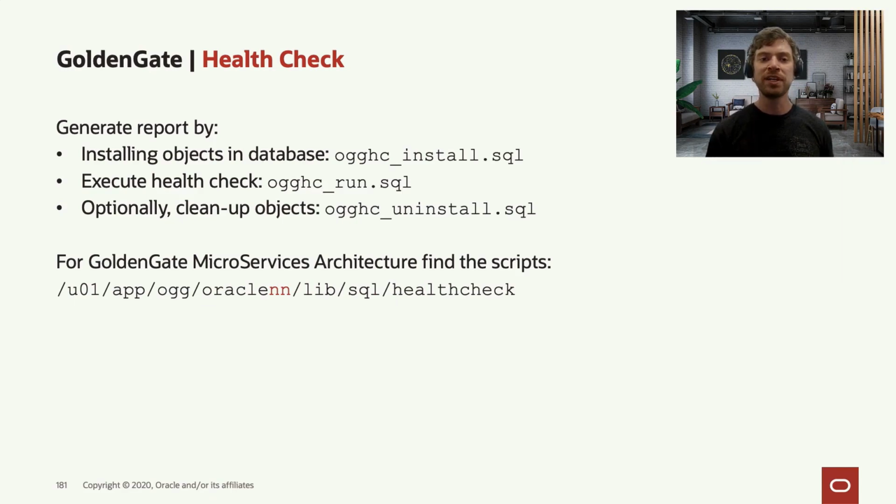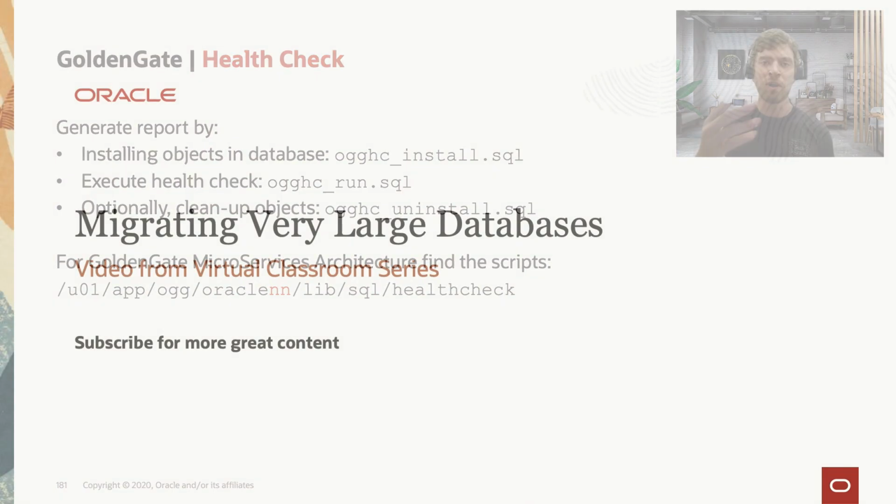To get those three scripts, you can open the GoldenGate microservices architecture and find the objects in this folder location. This NN here after the Oracle name depends on the source system. So it can be Oracle 10, Oracle 11, Oracle 12, and so forth.